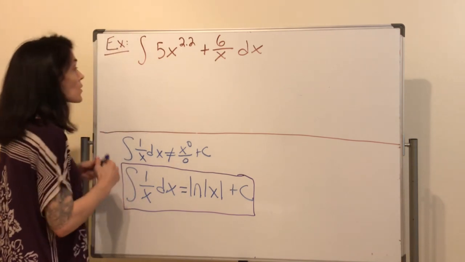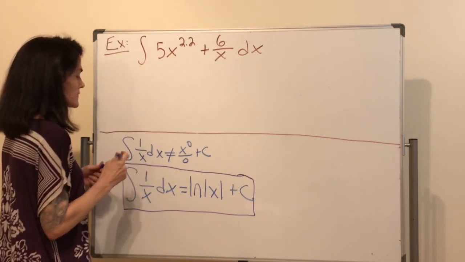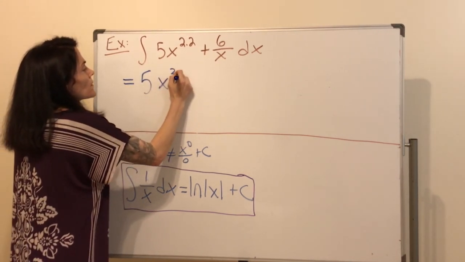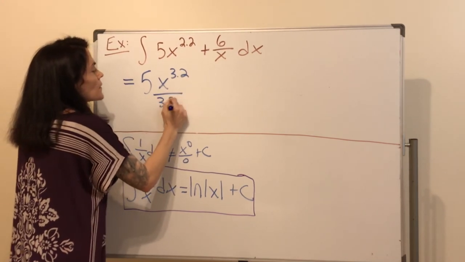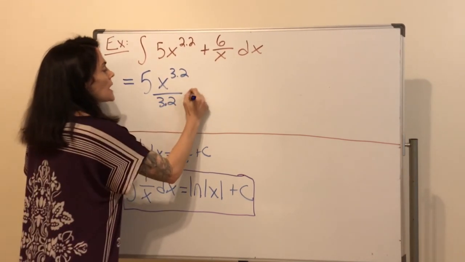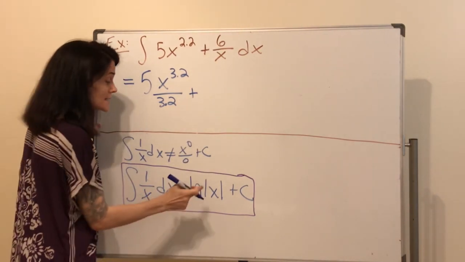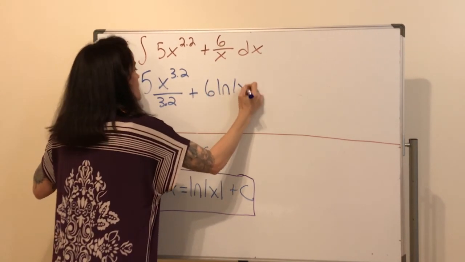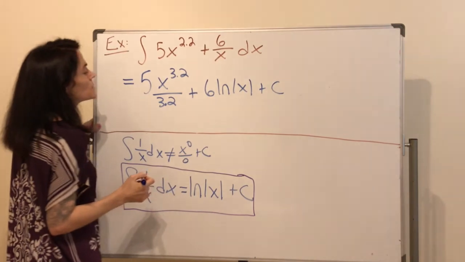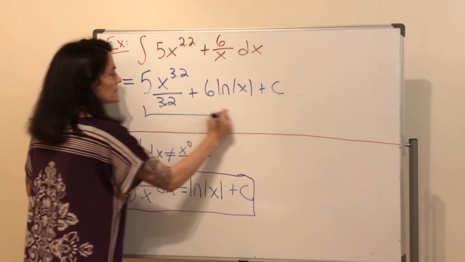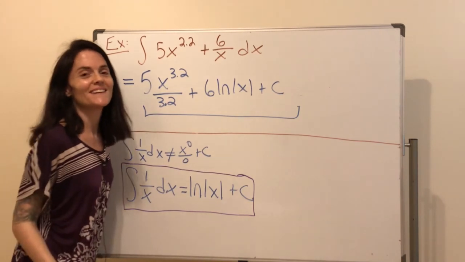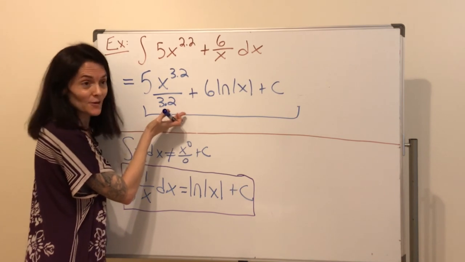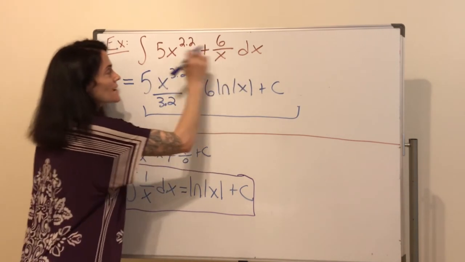Okay? So now let's return to this specific problem. We have 5. We add a power, divide by the higher power. Okay? And then plus, well, if the integral of 1 over x dx is ln, absolute value of x, this would be 6 ln, absolute value of x. And then we put 1 plus c. And I will just leave it like this with a 3.2 in the denominator. So here is the indefinite integral, or all antiderivatives for this function here.